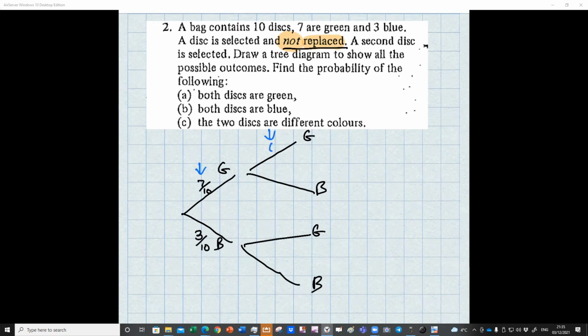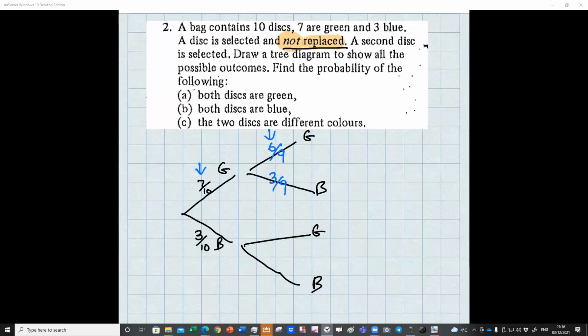6. 6 out of 9. Fantastic. So we lose 1 number from the bottom, 1 from the top, because now you have only 9 discs left and only 6 of them which are green. So you have to understand how the fractions change. And what about for the blue then? What will that be? 3 over 9. Because they both got to add up to what? 1. So these got to add up to 1.